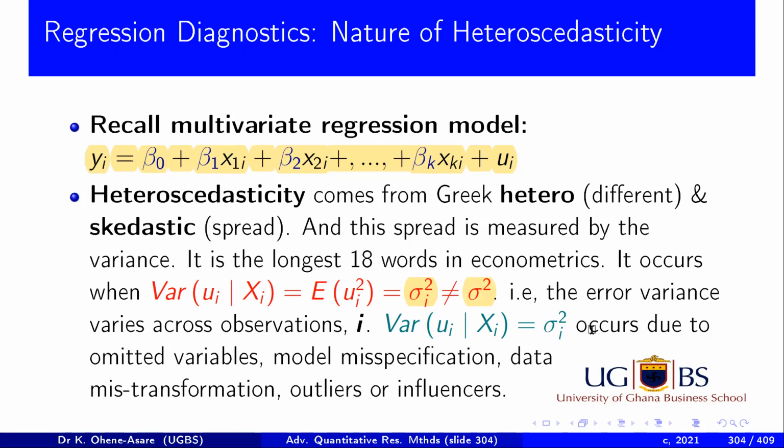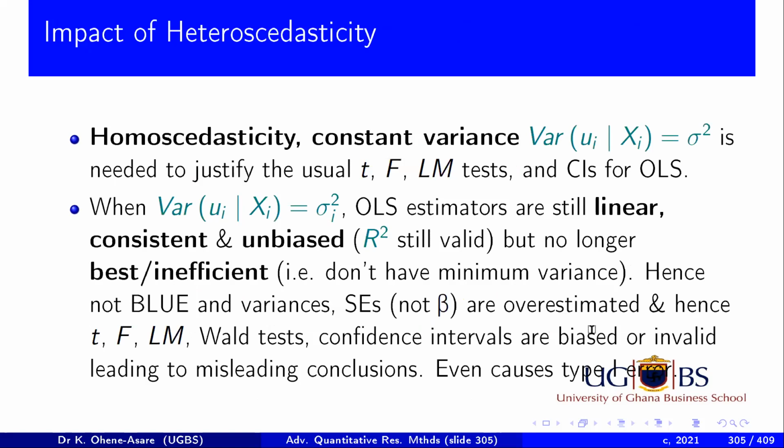It occurs because there are omitted variables, because the model has not been properly specified, because there is some data mistransformation, outliers, influences, and even multicollinearity that we have discussed. All of these can cause the variance not to be constant. But what do we mean? What do we really mean by the variance not being constant? Come on, let's get deeper. First of all, homoscedasticity, or constant variance, is needed if you want to justify the t statistic, the F statistic, the Wald test, and the confidence interval for OLS.